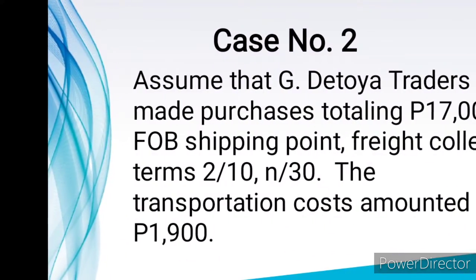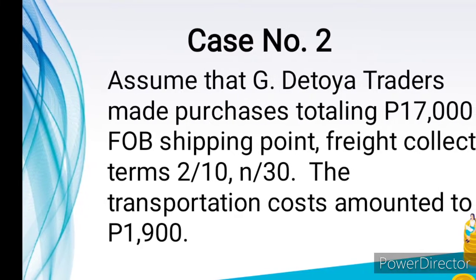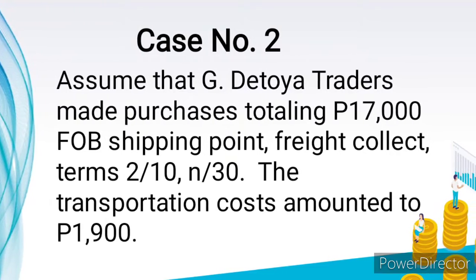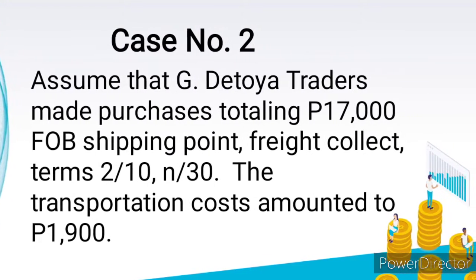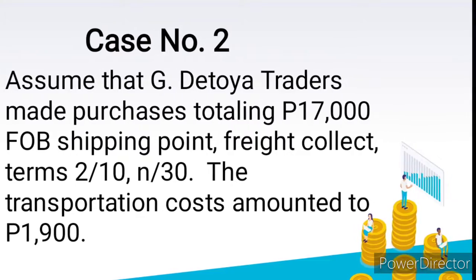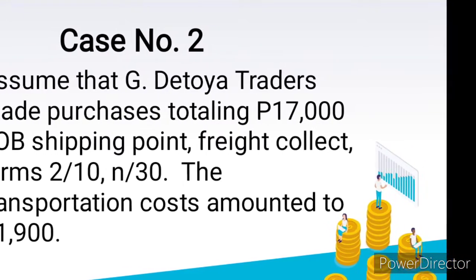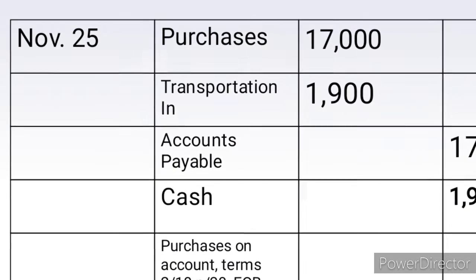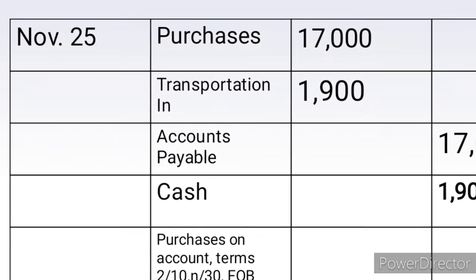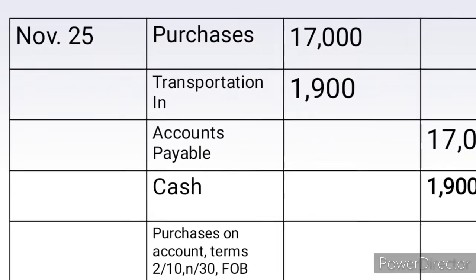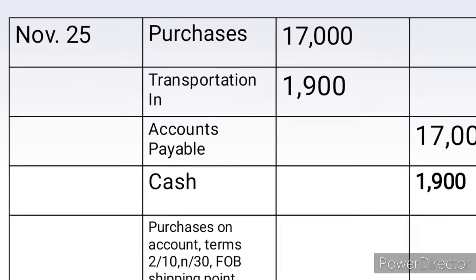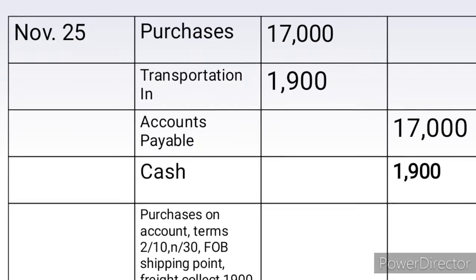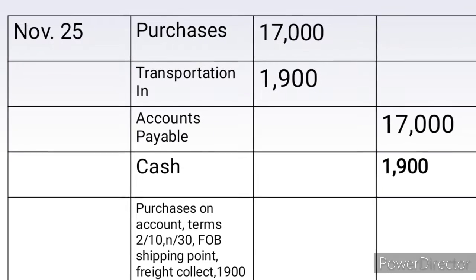Case number 2. Assume that GD Toya Traders made purchases totaling 17,000 pesos, FOB shipping point, freight collect, terms 2/10, N/30. The transportation cost amounted to 1,900 pesos. Here's the table for case number 2. The date is November 25. On the debit side, purchases 17,000 pesos. Debit side, transportation in 1,900 pesos. On the credit side, accounts payable 17,000 pesos. Credit side, cash 1,900 pesos.